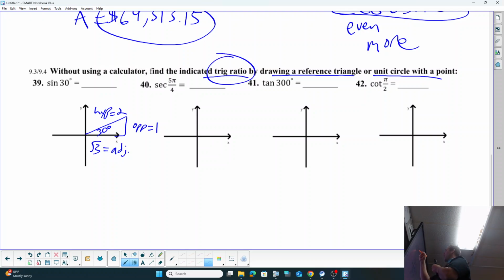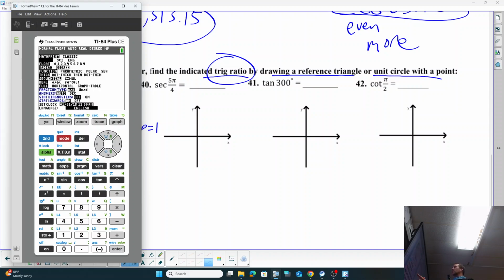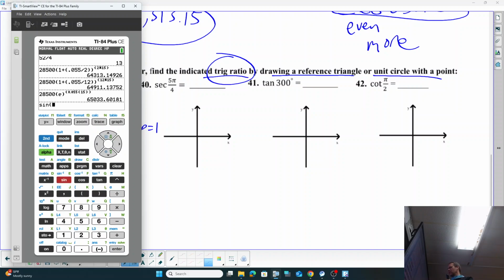So find the indicated ratio. That's going to be sine, which is what? Sine is opposite over hypotenuse. So opposite 1 over hypotenuse 2. Sine 30 degrees, sometimes it works with the calculator, depending on what mode you're in, and sometimes not. So there's your sine 30 degrees equals a half.